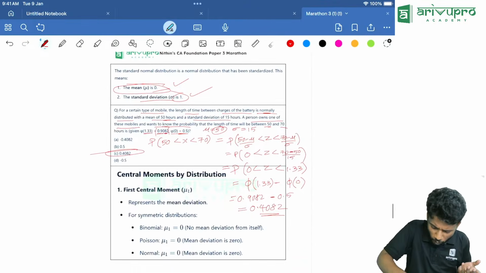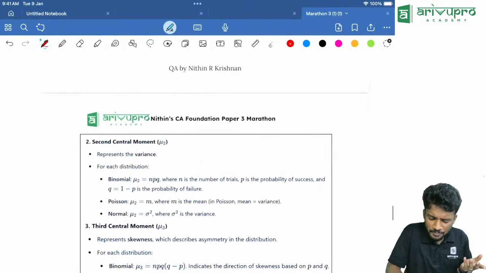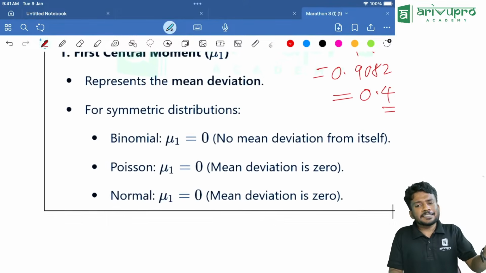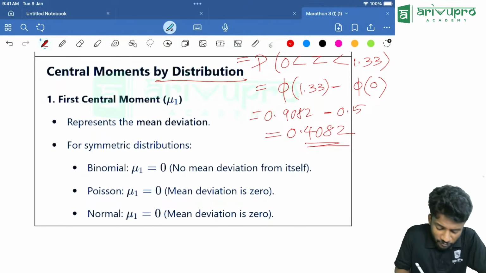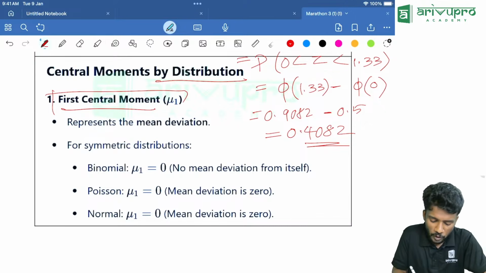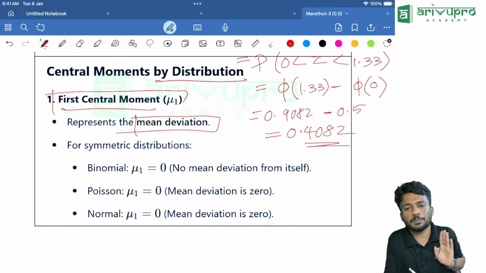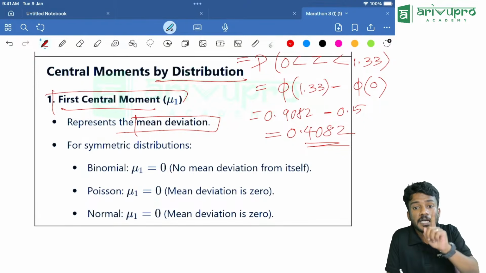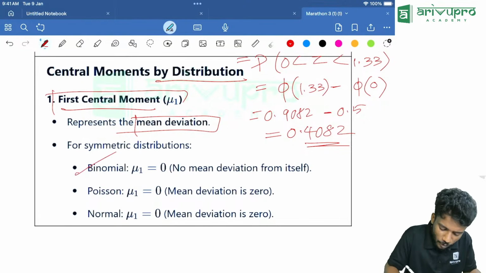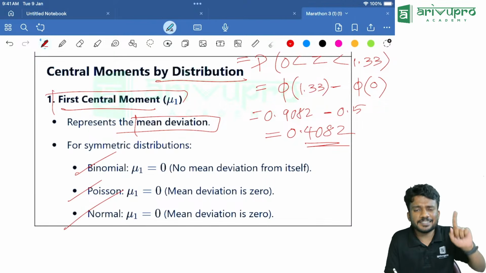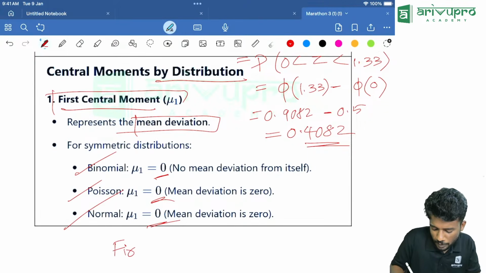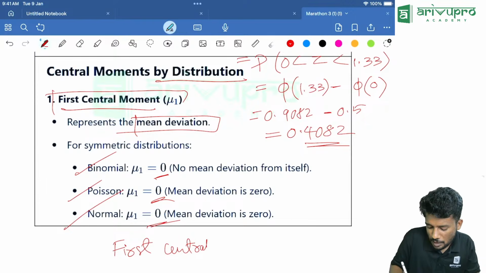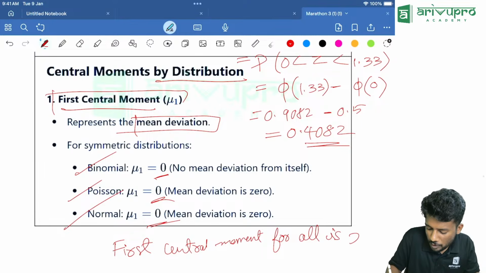Then we have a few more formulas. Everyone can keep a note of the formula. It is there in your ICAI book also. Everyone look here. Central moments for distribution. The first central moment measures what? It represents mean deviation. Everyone keep a note. The first central moment represents what? Mean deviation. In binomial, Poisson and normal, the first central moment is what? 0. Keep a note of it. First central moment for all is what? 0.